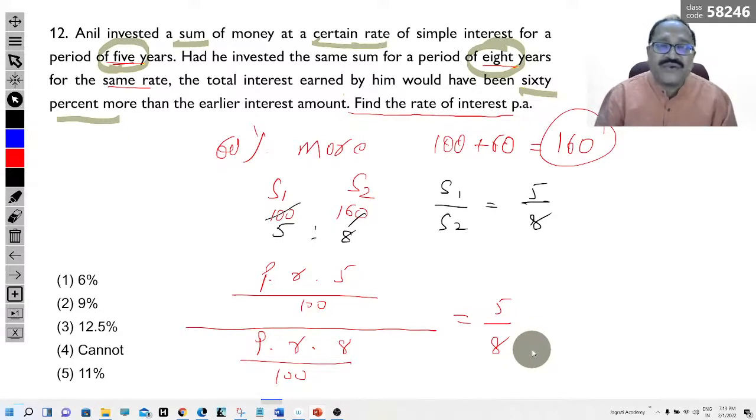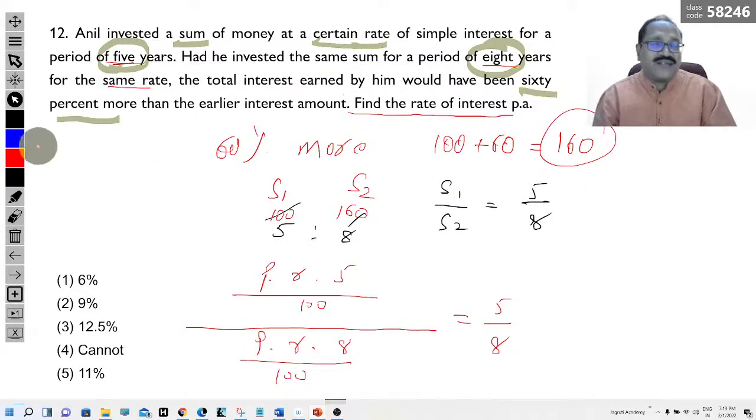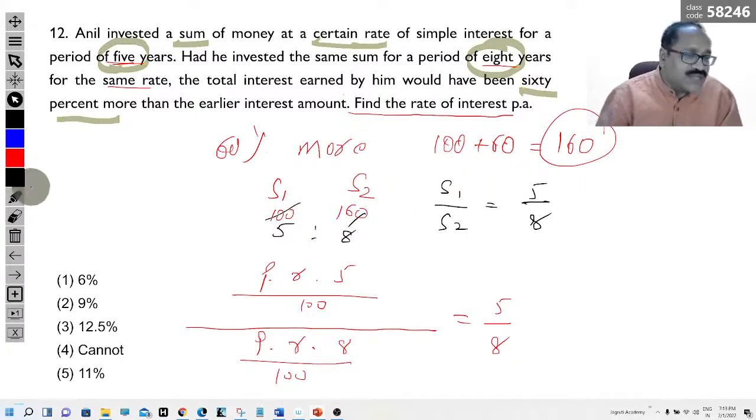What do I need to find out? What is the rate of interest? So you will find that, can I get the rate of interest? You are saying option D, cannot be determined. Nilambat, Aman, cannot be determined.